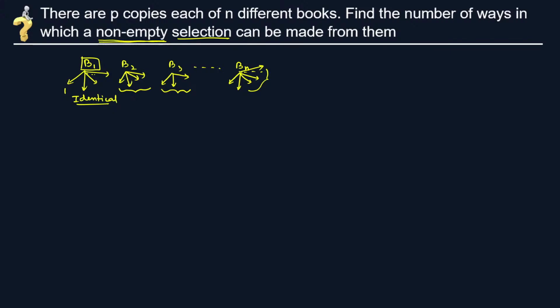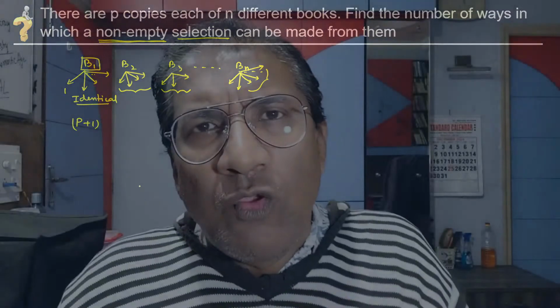Now see this. For book 1, there are P copies. In how many different ways can you select those P copies? It is P plus 1 different ways. Why P plus 1? Because you can select 1 or 2 or 3 or P copies at a time, but every time, this selection will be in exactly one way.